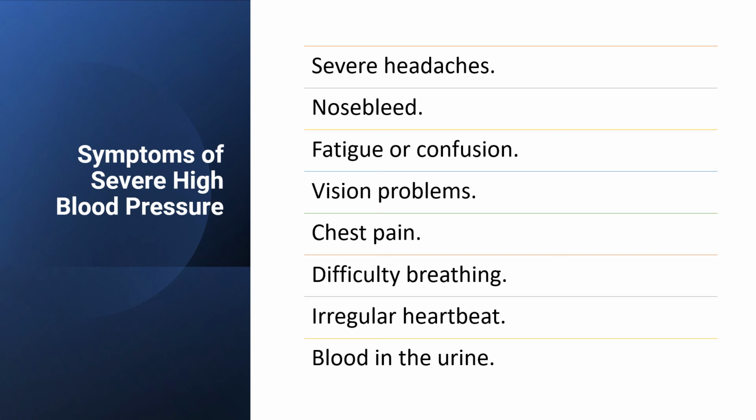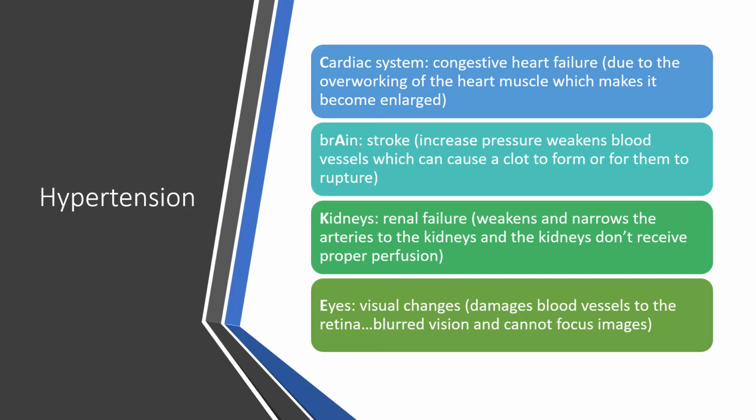Signs and symptoms of severe high blood pressure include headaches, because the pressure is so high going through those small veins and arteries, nosebleed, fatigue or confusion, vision problems, chest pain, difficulty breathing, irregular heartbeat, and blood in the urine.